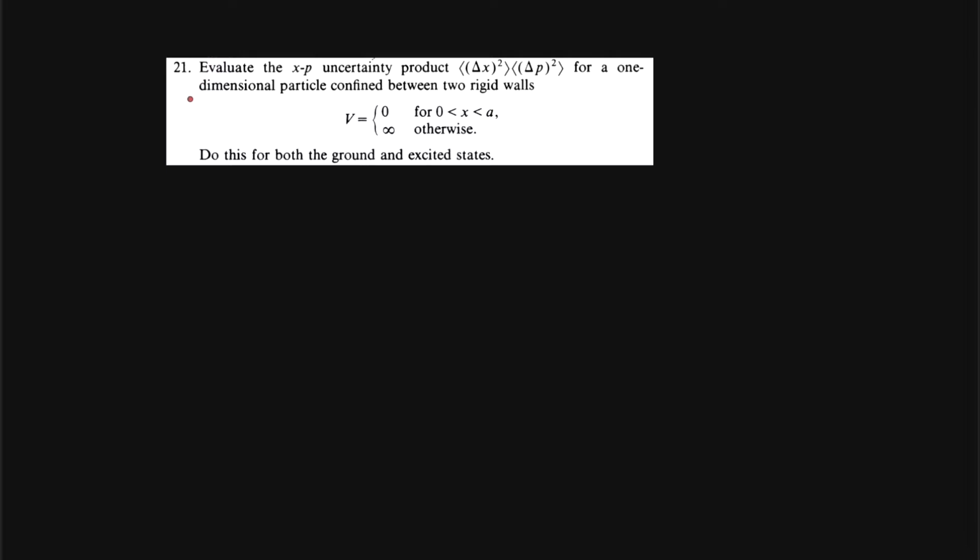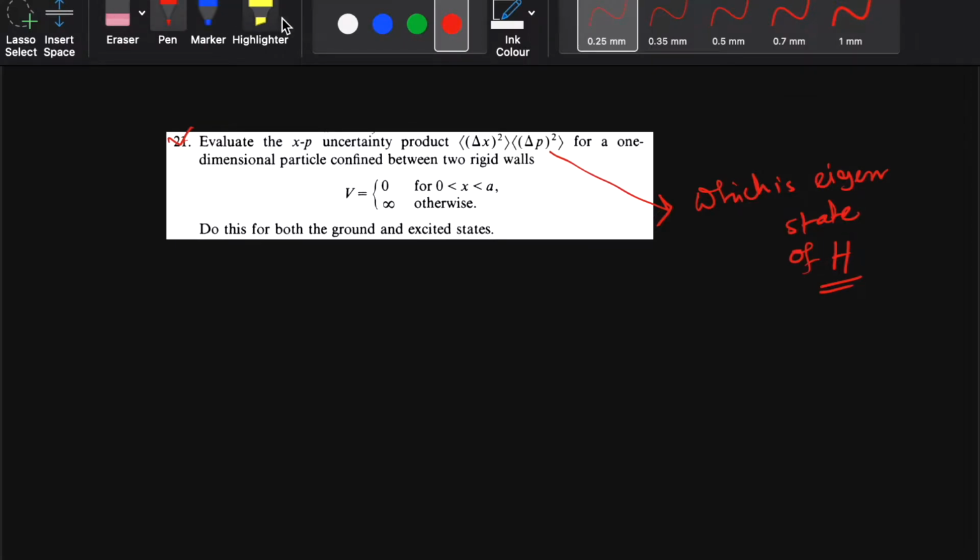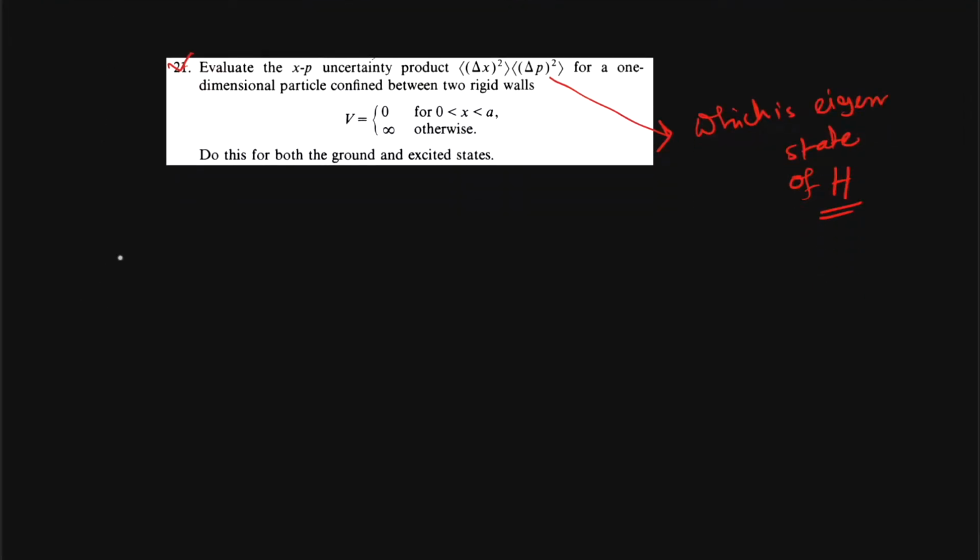Now we'll solve an interesting problem 21, that is, evaluate the xp uncertainty product Δx² Δp² for a one dimensional particle confined between two rigid walls. Do this for both the ground and excited state. Here the expectation of Δx² and Δp² is over the state which is an eigenstate of the Hamiltonian operator. So here first we have to check what the Hamiltonian operator is.